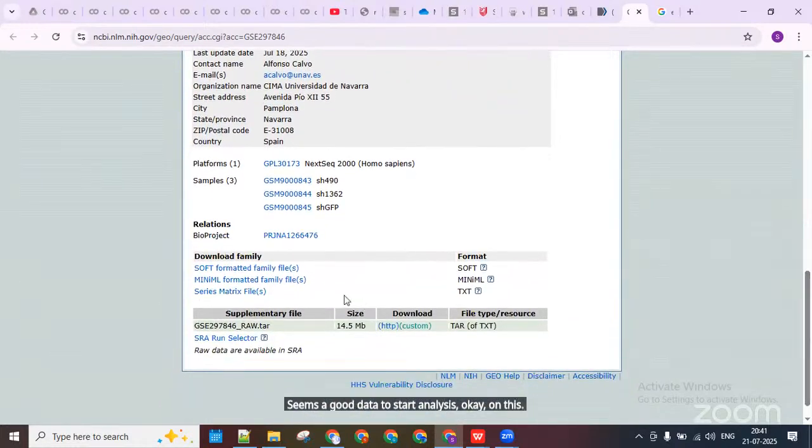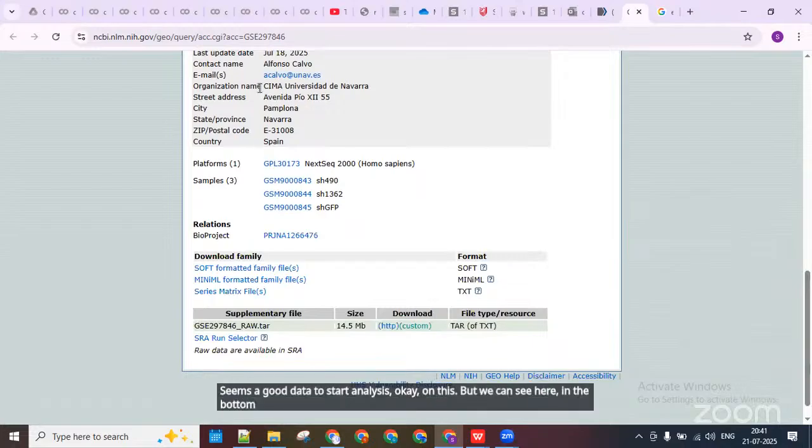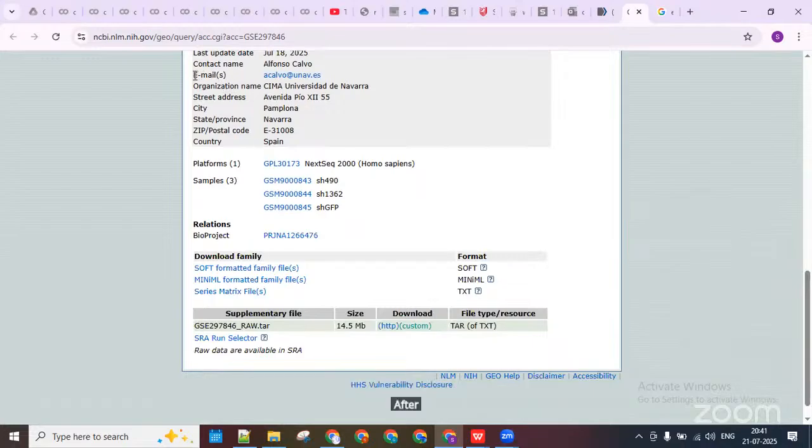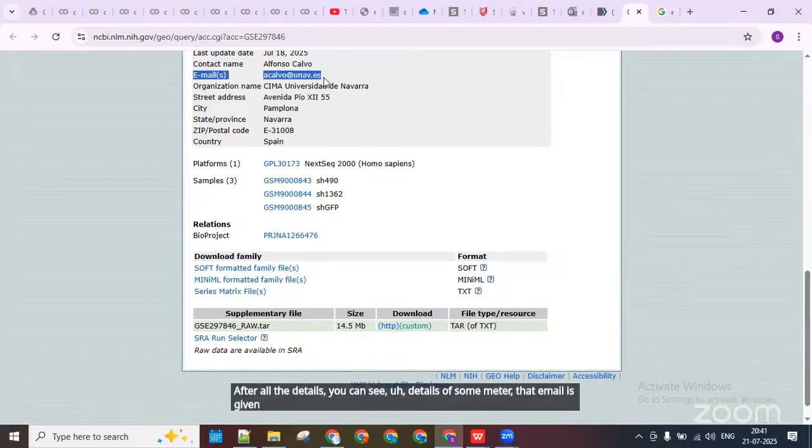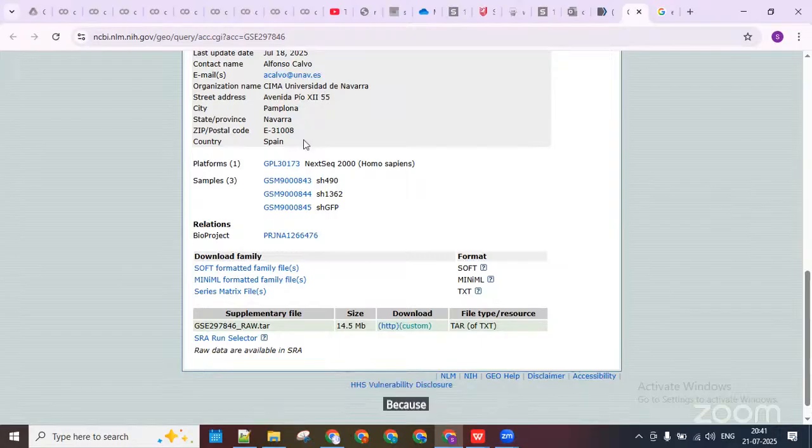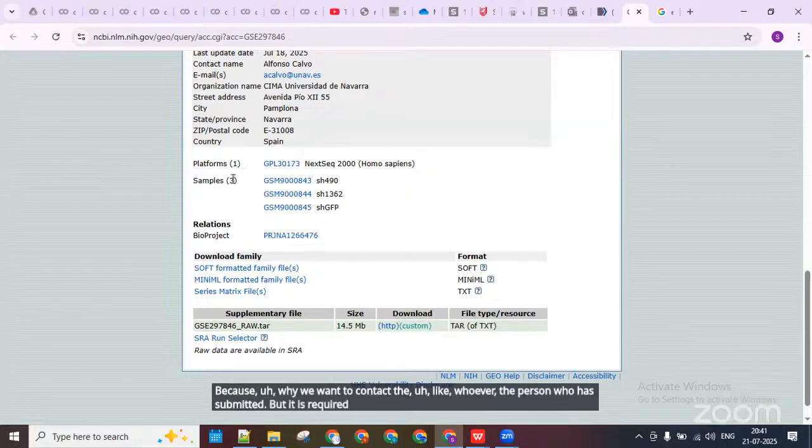We can see here at the bottom, after all the details, the details of the submitter, and an email is given. This is also important. Sometimes we see this as unwanted information. Why is it given for us? Because we may want to contact the person who has submitted it. It is required in some cases, and I will let you know when and why.